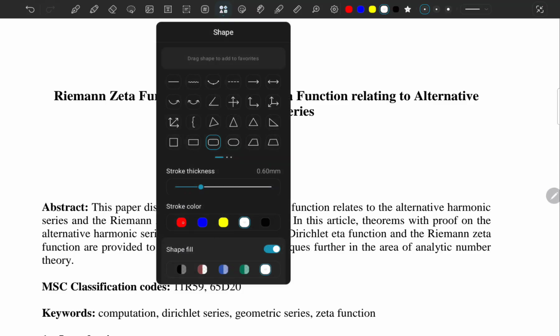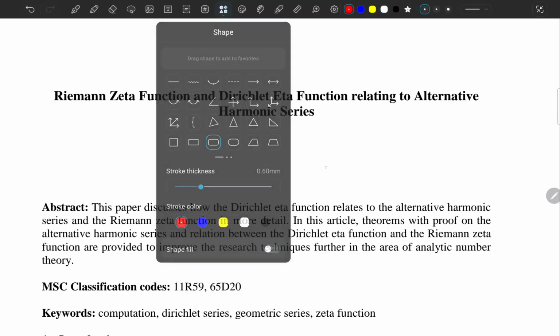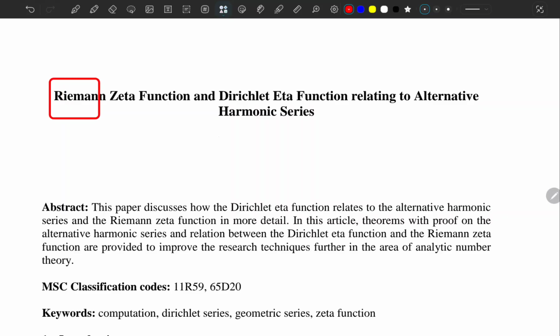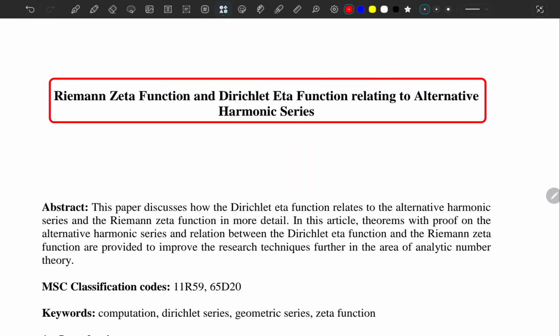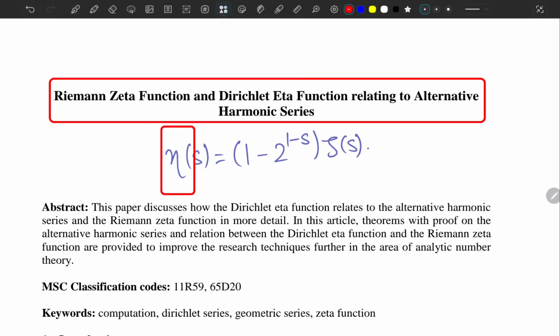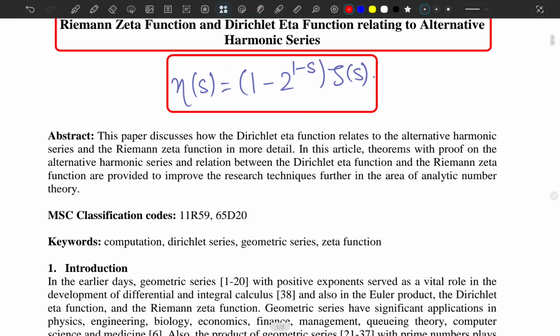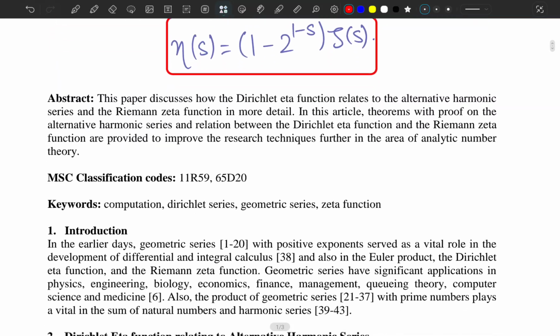Okay, so as I promised in the last video, I'm going to bring a video on the proof of this fantastic relation: the Dirichlet eta of s is equal to 1 minus 2 to the 1 minus s times the Riemann zeta of s. That is what we are going to prove in this video, and it's not going to take a lot of time. Let's begin the proof.